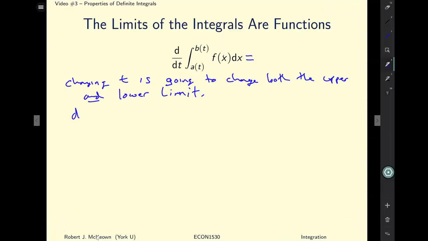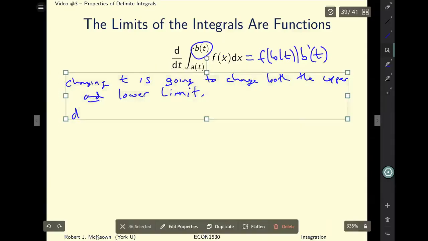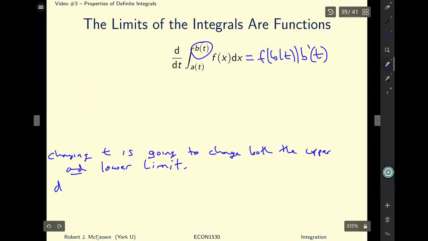This thing is going to be equal to f evaluated at the upper limit. But because we're taking the derivative, I also want to apply the chain rule. I'm going to move this down here out of the way. And so that's the first part, right? I'm evaluating, take the upper limit, I plug it into the function, but we have to keep in mind that this function is going to change. So we need to know by how much the upper limit is changing. And to do that, we apply the chain rule. So we have that nice little term there.